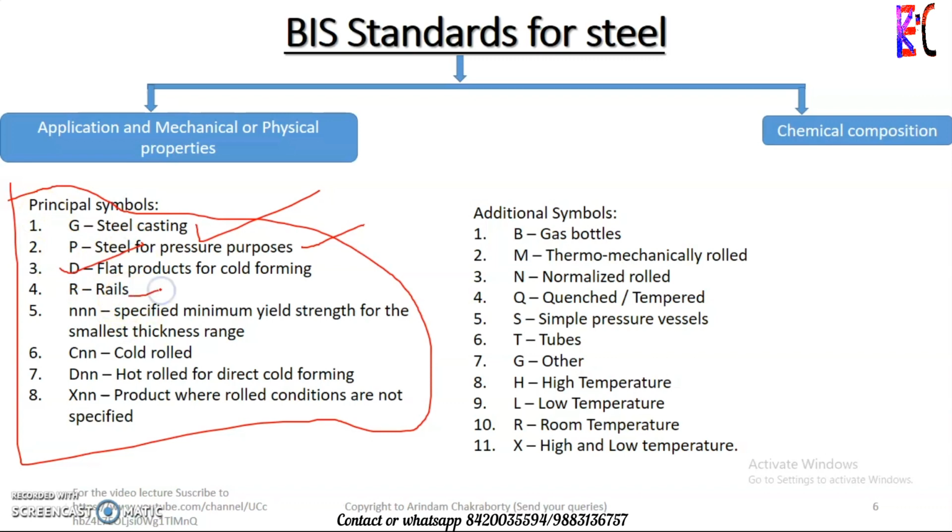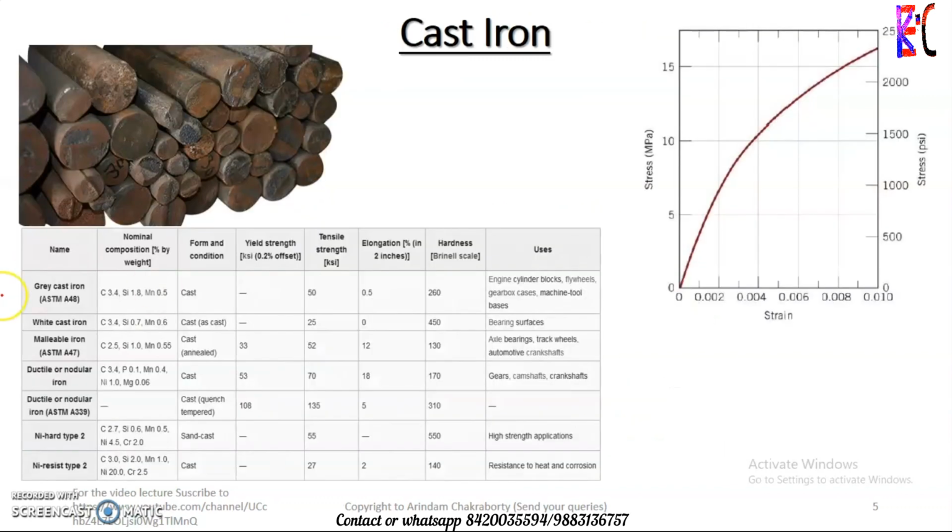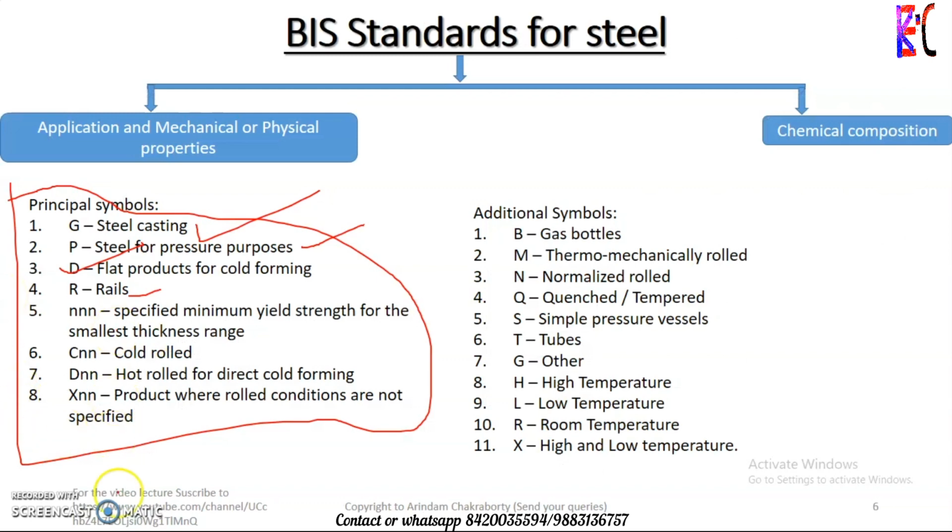For rails, that is nothing but the rail tracks or the slider crank mechanism used to take one object to another place, like what we use in the cranes, we have to use this one. So it goes on. For gas bottles we use B. So that completely depends on what my uses are.